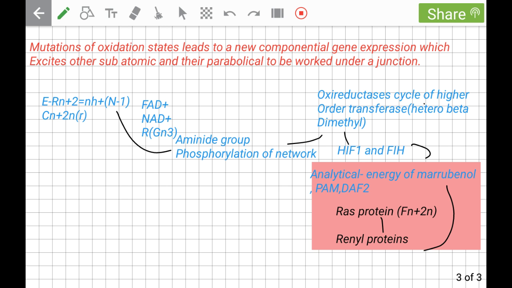So the HIF protein and FIH is mainly in some domains which communicate with each other but not with all. They communicate in hemostasis. So the oxireductase cycles in higher order transferase hetero-beta dimethyl works are there. So the dimethyls would be the energies which activate the factors of homomorphic values, which is the vectors domains. It makes vectoric forms on it.